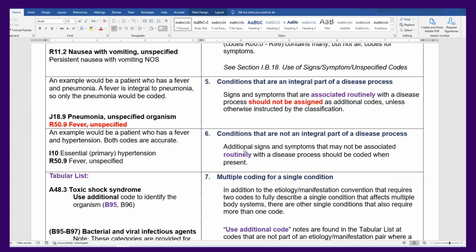And then guideline number 6, which is conditions that are not an integral part of a disease process. So this is the opposite. Additional signs and symptoms that may not be associated routinely with a disease process should be coded when present. So for instance, a patient is admitted for hypertension, but they also have a fever that was not further classified in any other condition or wouldn't be routine in any other condition that was found or coded, then we could code the fever, which is R50.9, because it's not routinely associated with just hypertension.